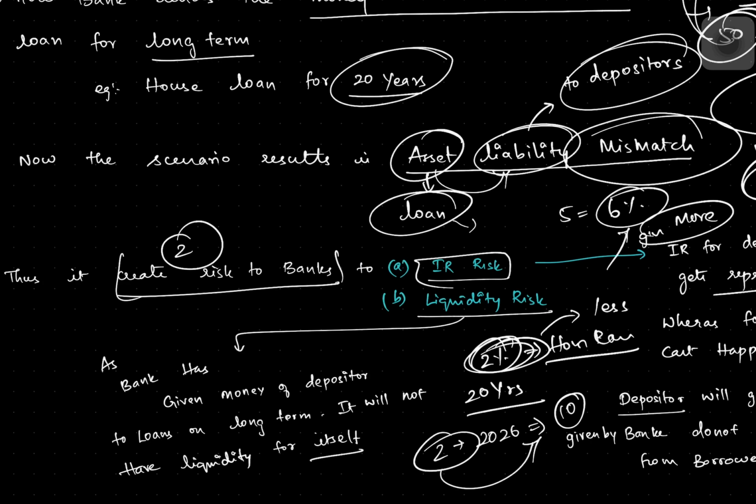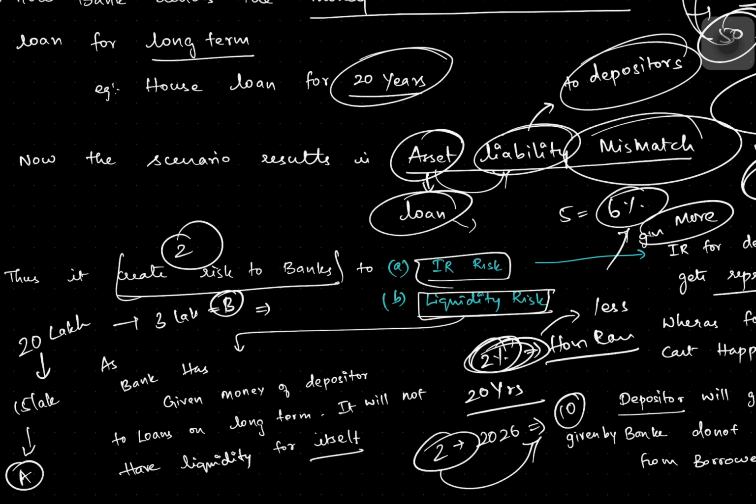Okay, so the second problem is liquidity risk. Say for example, the bank has money of 20 lakhs with it, and it has given a loan of 15 lakhs to person A, and it has given 3 lakhs to person B. So now how much is remaining? Say 2 lakhs is remaining, which it is utilizing for its day-to-day operations. Say 1000 rupees deposit has been taken from the customer. But the bank has to repay it anytime, so the bank is liable.